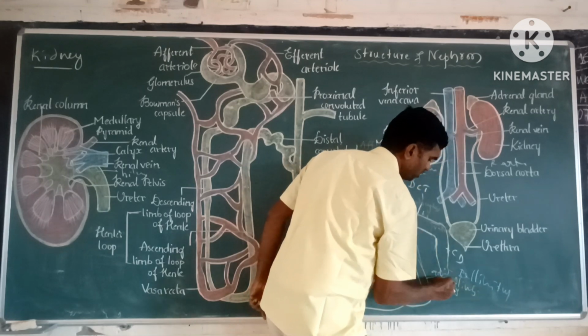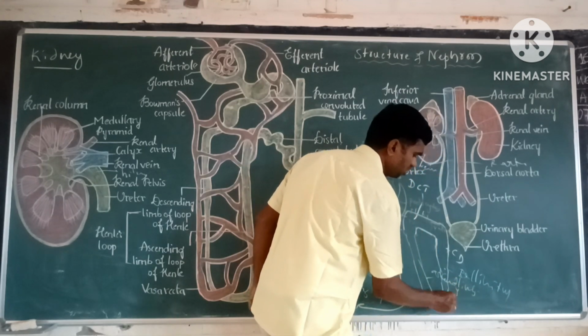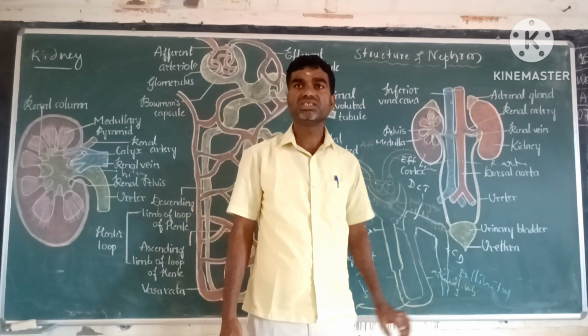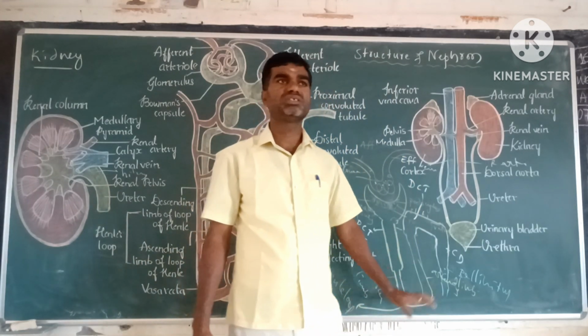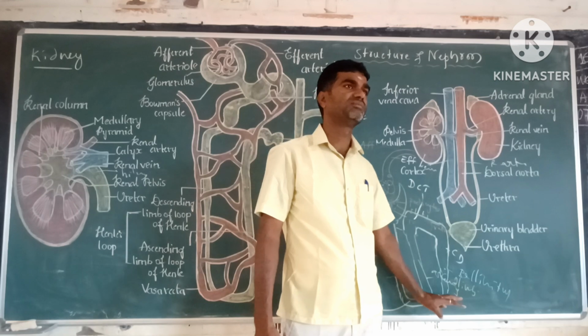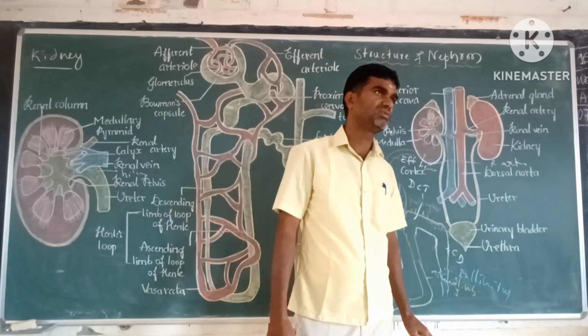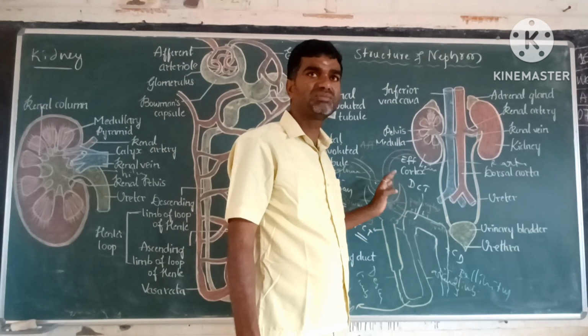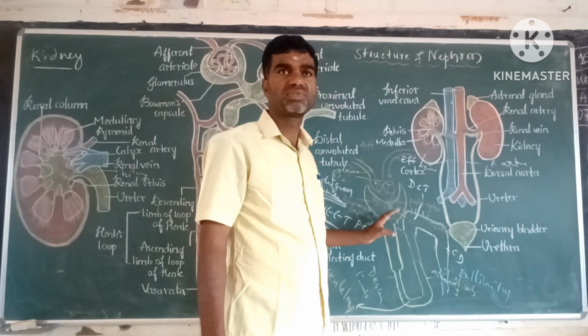From the Bellini tube, it reaches the urinary bladder. Through the urinary bladder, the urine is released to the outside. So this is the structure of the nephron.